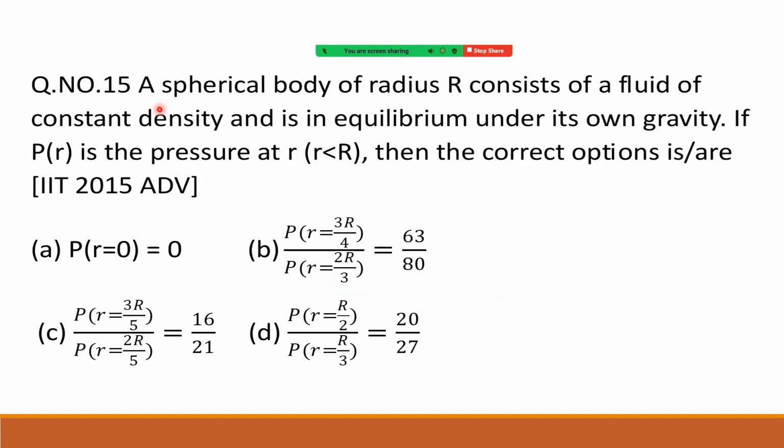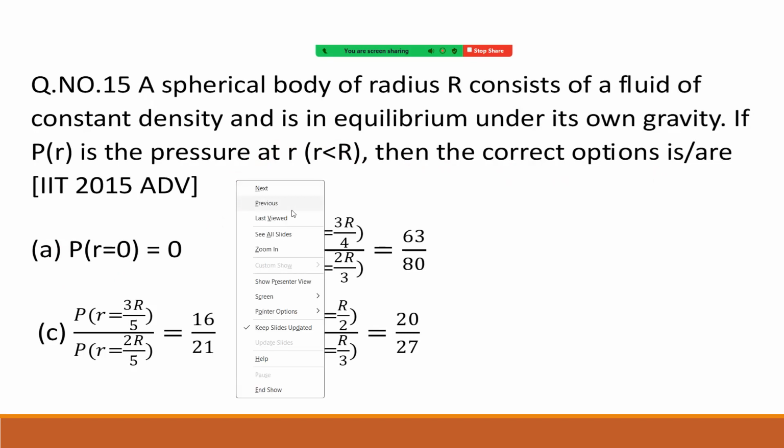So what is given? A spherical body of radius R consists of a fluid of constant density and is in equilibrium under its own gravity. If P of r is the pressure at r, given r is less than R, it means it is inside the body. Then find the correct options. This is given in JEE Advanced 2015. So we have to find out the pressure inside the sphere. See what it means.